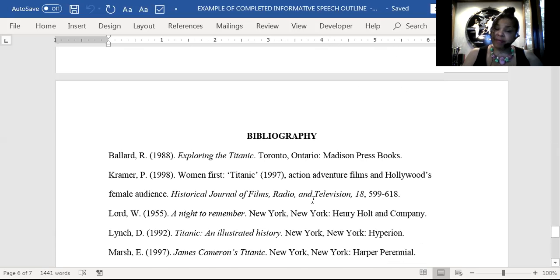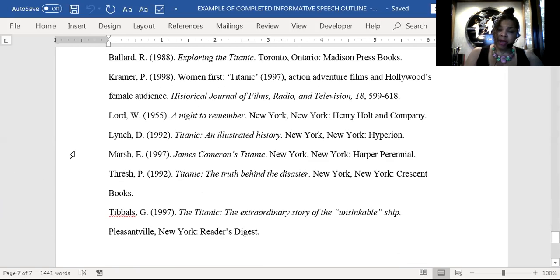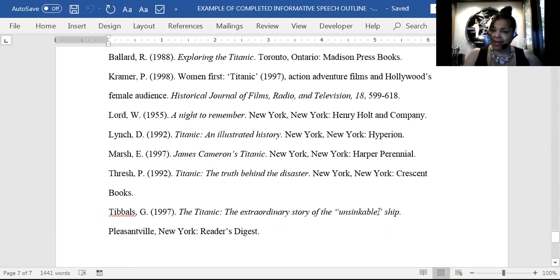She should then have a bibliography. Some of you call it works cited. Fine. And then she does this in MLA or APA. Do it the correct way. She has the author, the year, when it was, where it was published, and all of that. All right? That's how you go over your outline.